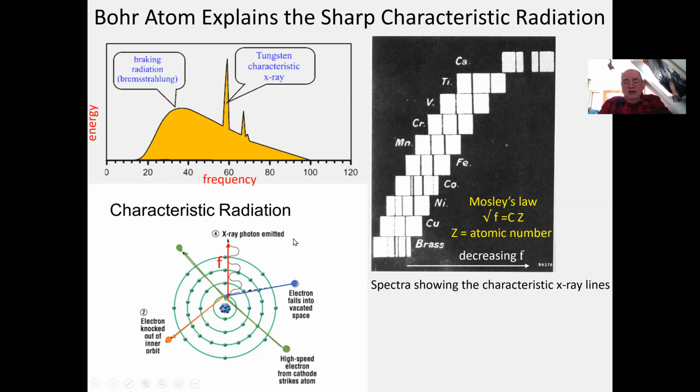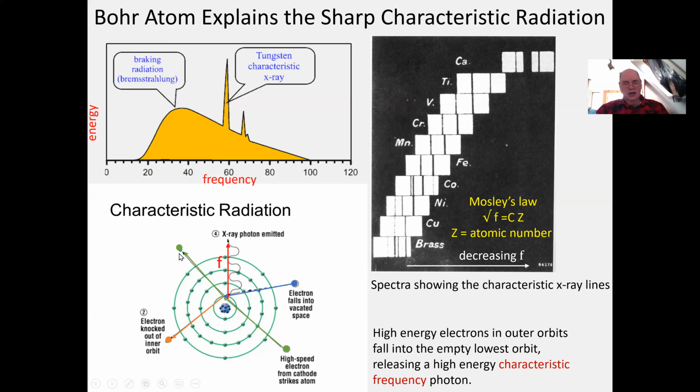It was a very nice mesh of what Moseley saw and the explanation of Bohr's model. But here's the kicker. Bohr was able to show, using his model, that the high energy electron from the outer orbit falls down into the lower empty one, giving off that spike, that very bright, very characteristic frequency. It's brighter than any other frequency around it. Okay, so it's a tremendous intensity of this frequency.